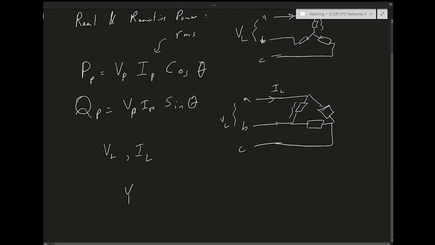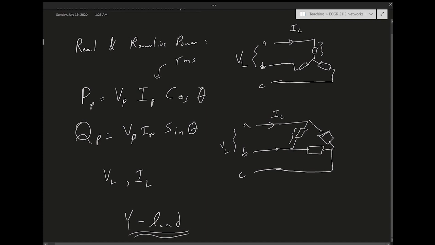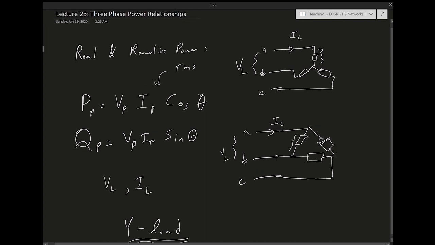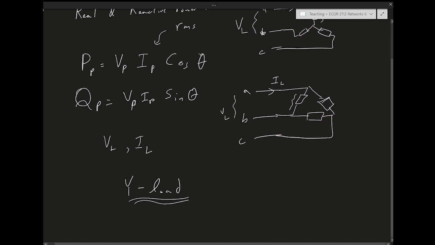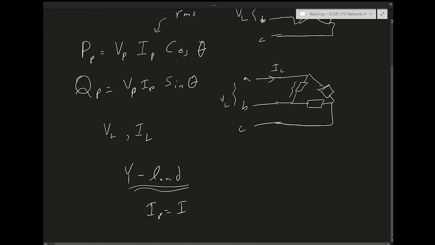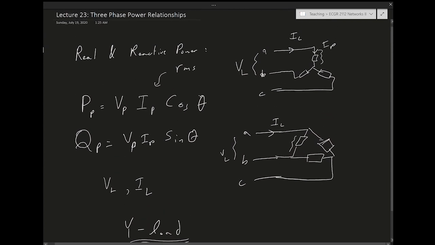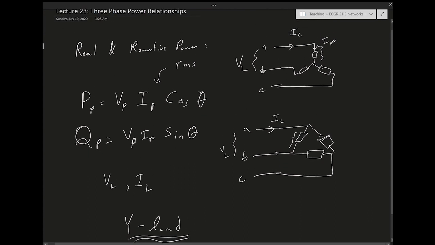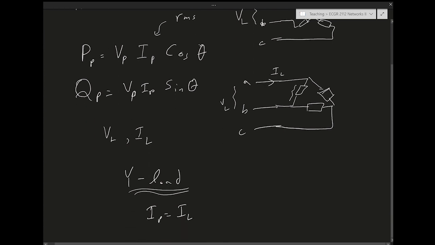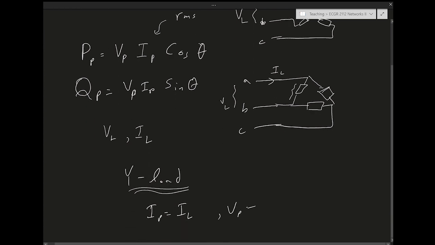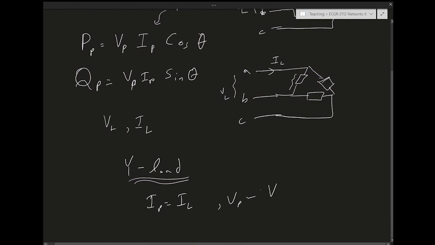So for a Y load, right, it's clear that the phase current, the current going through the phase, is equal to the line current, right? And then the phase voltage, though, this voltage here, VP, is not the line voltage, it is the line voltage divided by square root of 3. So this is the relationship that we established.